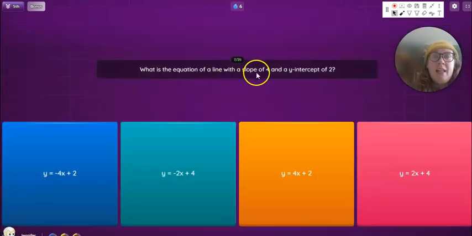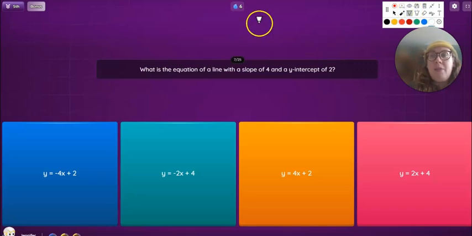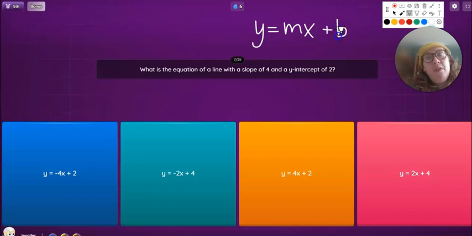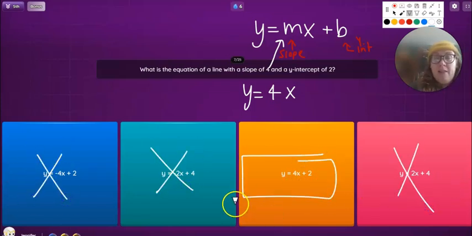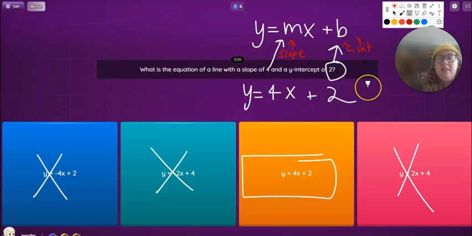What is the equation of a line that has a slope of 4 and a y-intercept of 2? So I always like to write my slope-intercept form, to remind myself, hey, this is your slope, this is your intercept. So when we plug these in, if our slope is 4, we have y equals 4x. So already we know there's only one that has 4x. And then our y-intercept of 2 is going to be 4x plus 2.